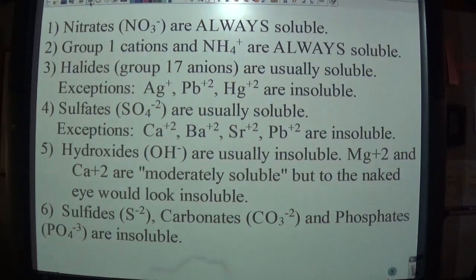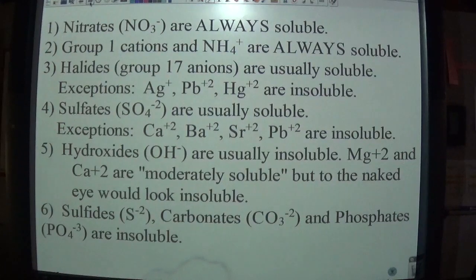When you mixed calcium chloride, which is soluble, calcium is a group 2 metal, chloride is a halogen, and it's not one of the exceptions, so calcium chloride is soluble. When you mix that with sodium sulfate, again, sodium is a group 1 cation, so the sodium sulfate is always soluble. We got calcium sulfate as a product. Calcium sulfate is insoluble, and that's why it got cloudy. Barium sulfate, strontium sulfate, and lead sulfate would be the same thing. They would get cloudy in solution.